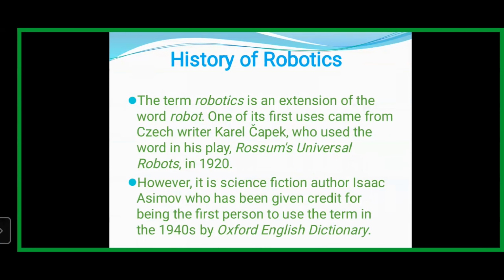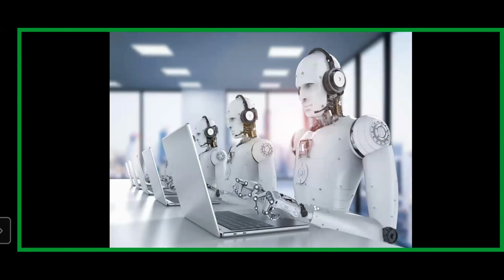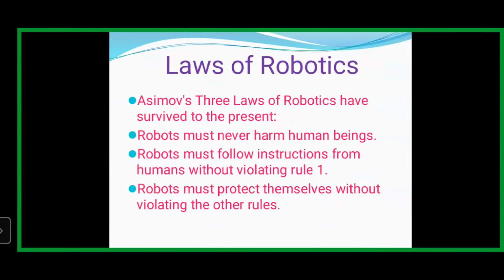The history of robotics: the term robotics is an extension of the word robot. One of its first users was sci-fi writer Karel Capek, who used the word in his play. However, it is science fiction author Isaac Asimov who has been given credit by the Oxford English Dictionary for being the first person to use the term, in the 1940s. Robots are designed as man-made mechanical devices whose motion must be modeled, planned, sensed, actuated, and controlled, whose motion behavior can be influenced by programming.